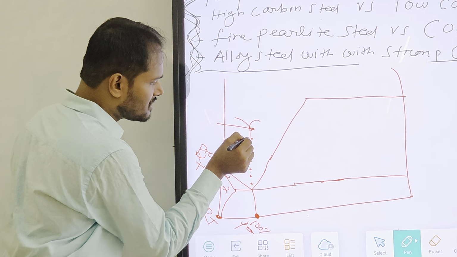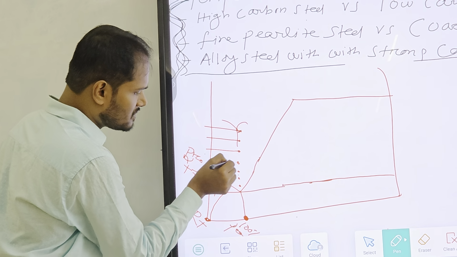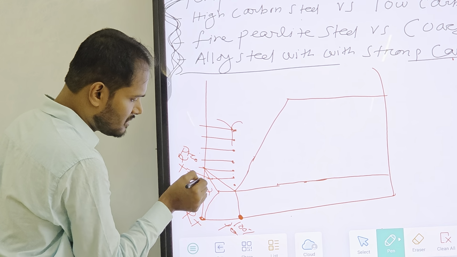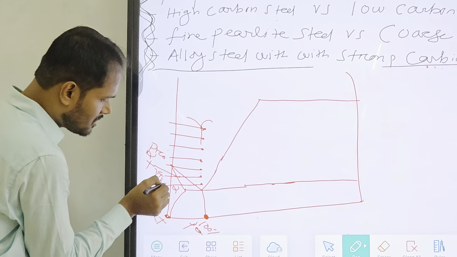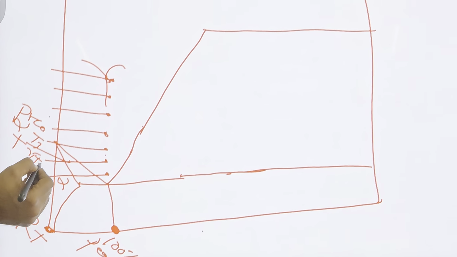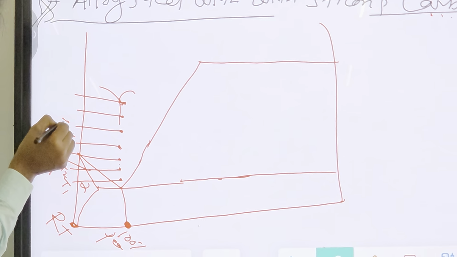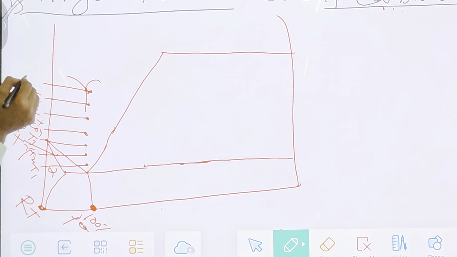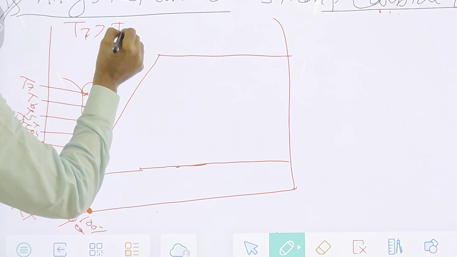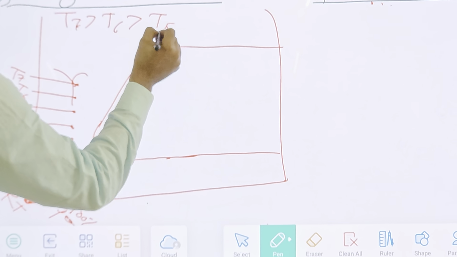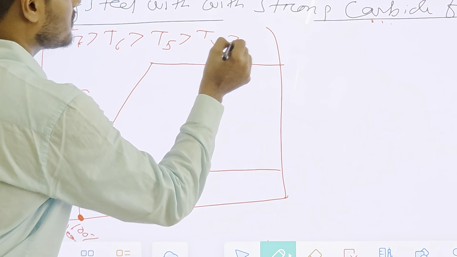So this is one temperature, this is another, this is another temperature, and so on. So I can call them T1, T2, T3. You can see T7 is greater than T6, T5, T4.